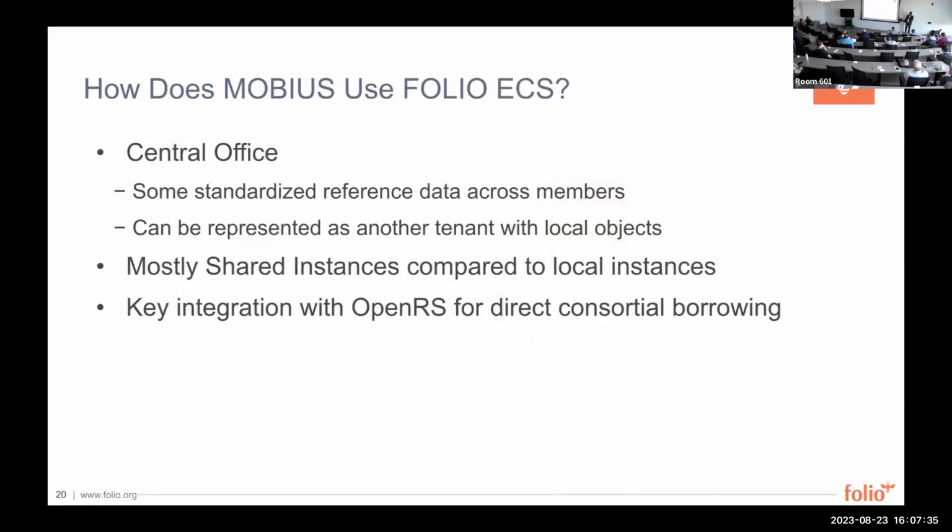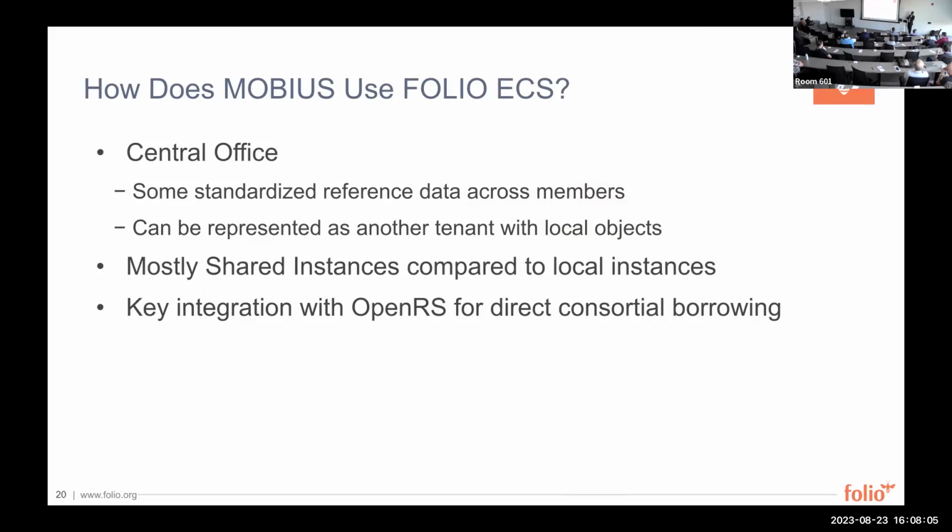So how does MOBIUS use Folio ECS? First, there's a central office, which generally would be characterized with the central tenant as well. There's desire to have standardized reference data across the consortium while still allowing member libraries to have their reference data as well. And then the central office can be represented with another tenant if local objects are desired.